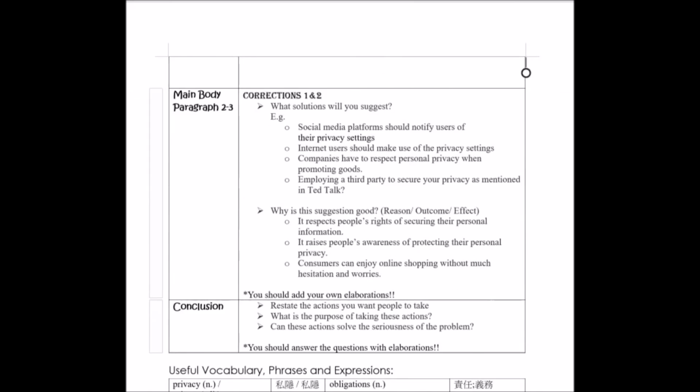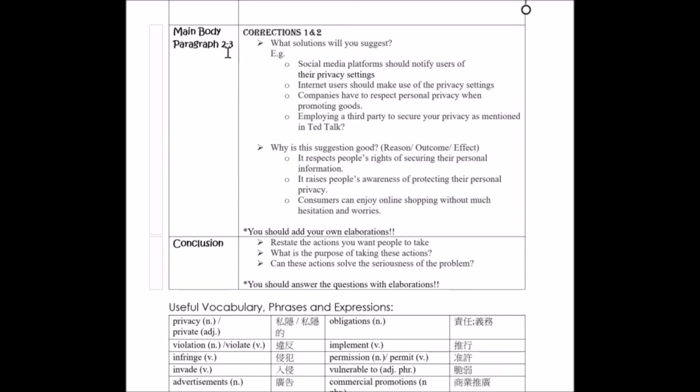So when you proceed to paragraph 2 and paragraph 3, you can start talking about the solutions that you suggest to solve the problem. So, like internet users should make use of privacy settings, employing a third party to secure your privacy, as mentioned in Tech Talk. And of course, you need to tell us about the effects. What effects will be seen if people take your suggestion? Okay, and please add your own elaboration.